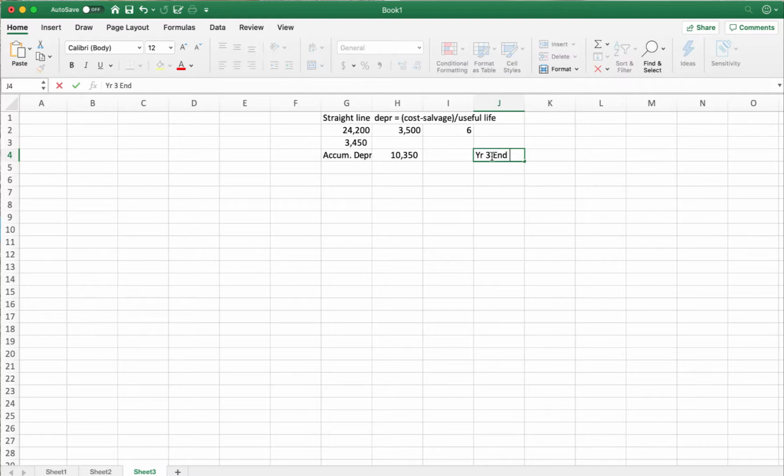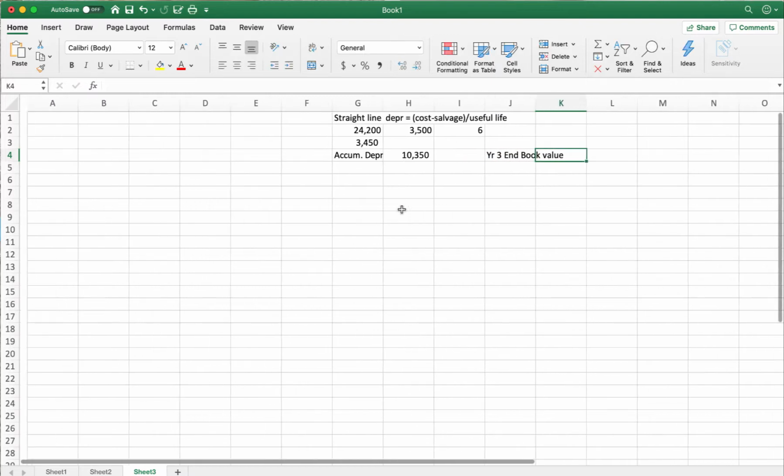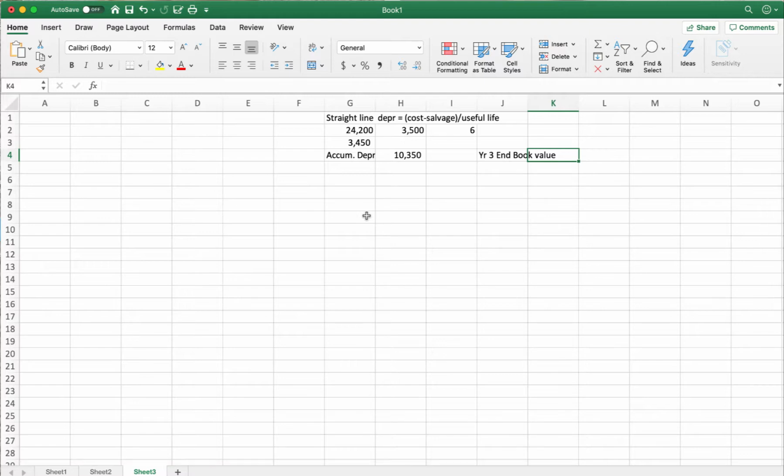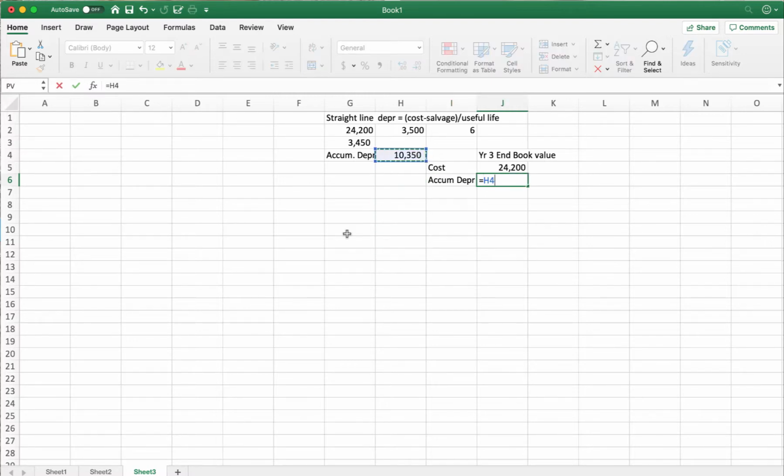Okay? So, what is, and we'll say year 3 end, what is our book value? These are just separate calculations that we're doing so we can answer the problem, okay? And I think it's easier to take kind of like an overview version first, all right? So the book value takes our cost, which we know. Our cost is $24,200. We're going to subtract out the accumulated depreciation, which ends up being that $10,350.